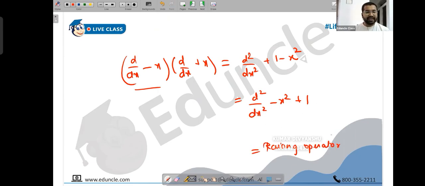By the way, this is popularly known as a raising operator, because you raise the value by 1. As far as I remember, I'm not 100% sure about this, I'll just put a question mark. I think it is known as raising operator because we get plus 1, and I think it is known as lowering operator if you get minus 1. I think so, as per my memory. But I hope you understood this.